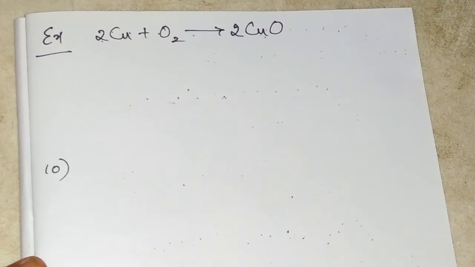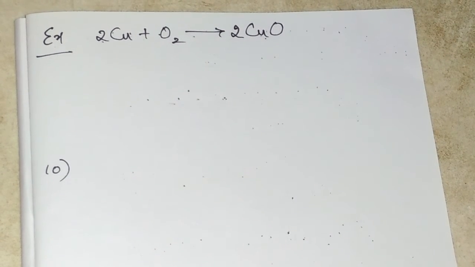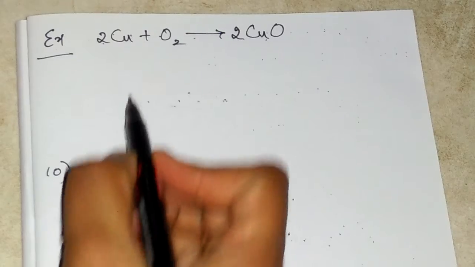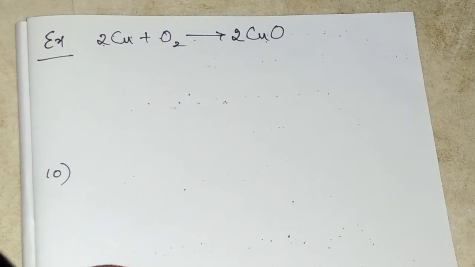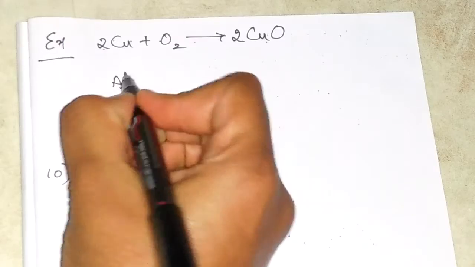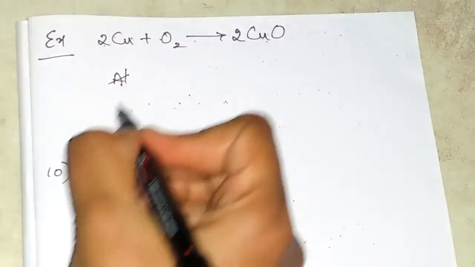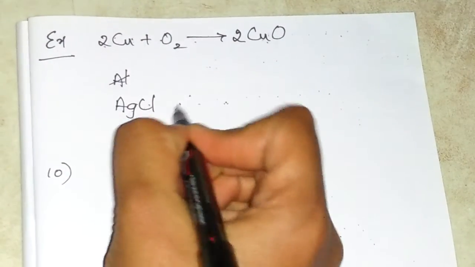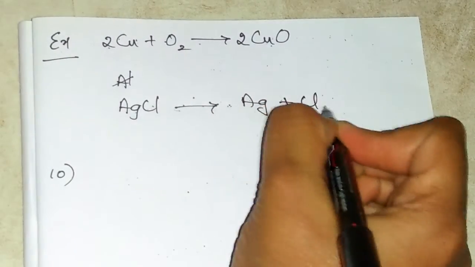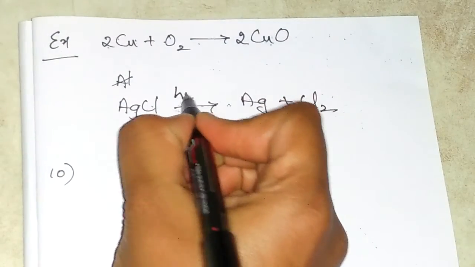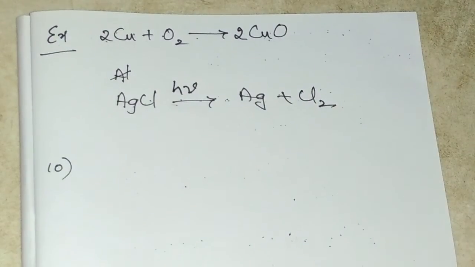Now, let us see one more example. What is that? As I said earlier, in decomposition, different types of decompositions are there. I am writing here one decomposition reaction, that is silver chloride. AgCl gives rise to silver plus chlorine. This takes place in the presence of sunlight. So if you write h nu, it is nothing but energy. For light energy, we'll write this h nu.